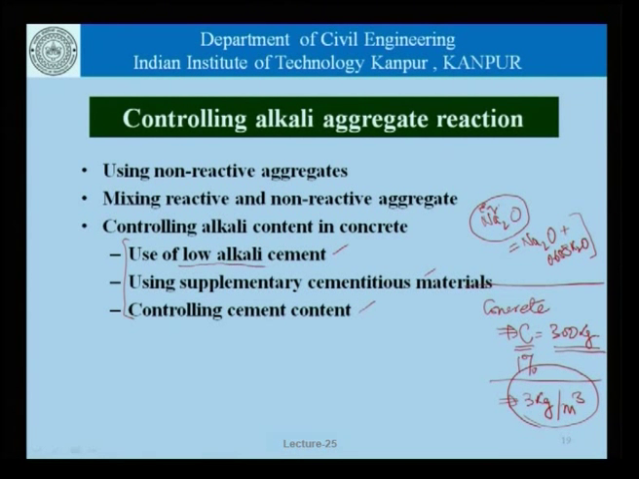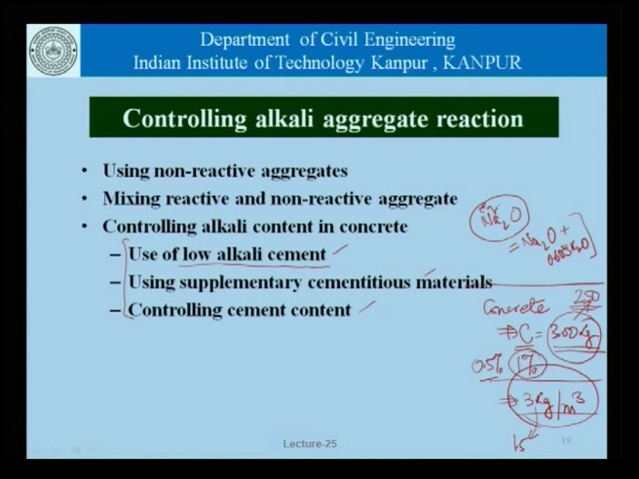If we are using a low alkali cement, what we are doing is that instead of this 1%, if we use a cement which has 0.5% of equivalent Na2O, we would have reduced this 3 kg to 1.5 kg. Similarly, if we were to use supplementary cementitious materials, whether it is blast furnace slag or silica fume or rice husk ash or fly ash, what we are doing is, instead of this 300 kg, we are able to reduce it to 250 kg or 200 kg.